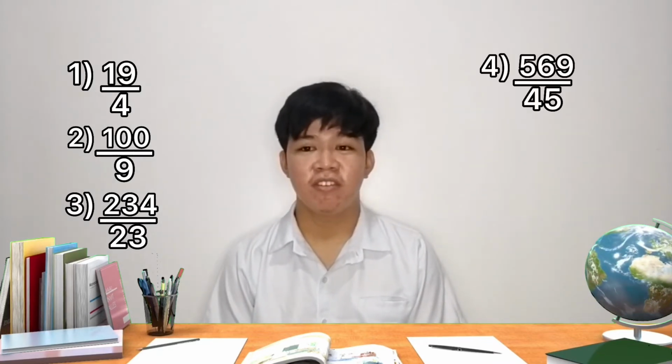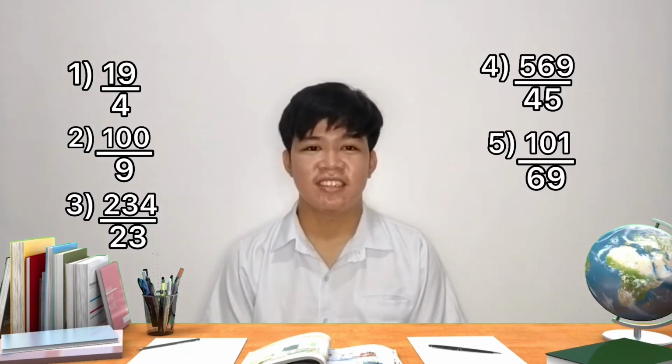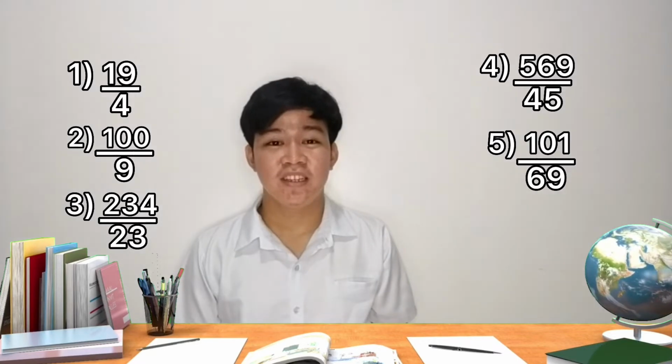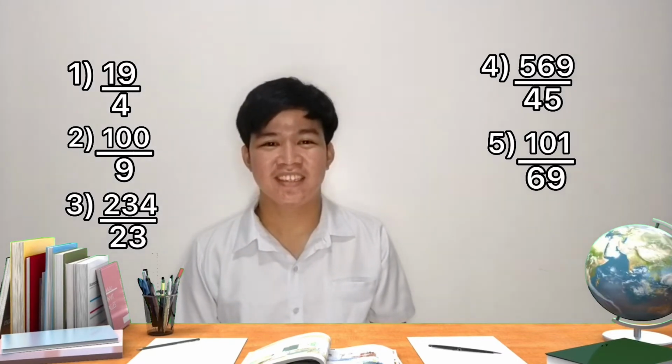Let's find the remainder of the following starting on number 1, which is 19 over 4. Number 2 is 100 over 9. Number 3 is 234 over 23. Number 4 is 569 over 45. And number 5 is 101 over 69. You can try answering these questions while pausing the video before I present the answer and see if you are correct.